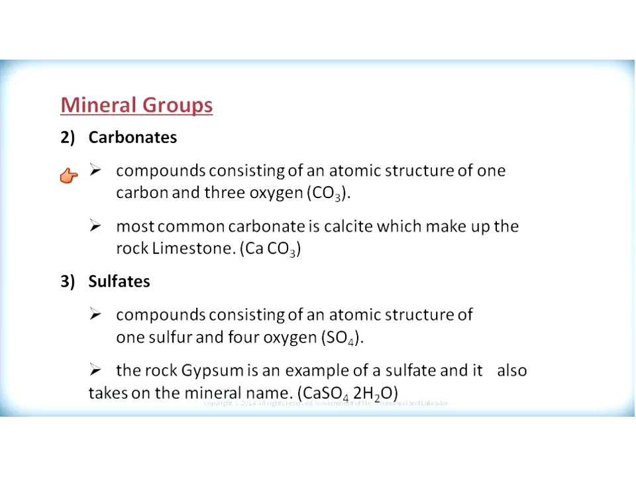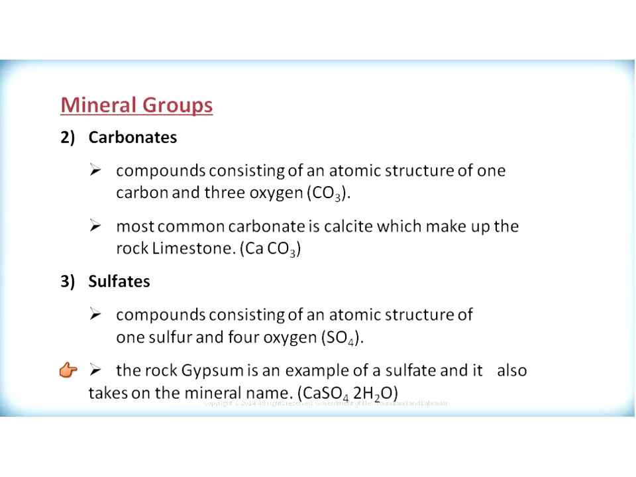When we look at some of the other mineral groups found in the Earth's crust, we see a second abundant mineral group called the carbonates. Carbonates consist of an atomic structure of one carbon surrounded by 3 oxygen atoms. In chemical formulas, we usually see CO3 as a part of the formula. The most common carbonate is calcite, which makes up the rock limestone, and the chemical formula for limestone is CaCO3.